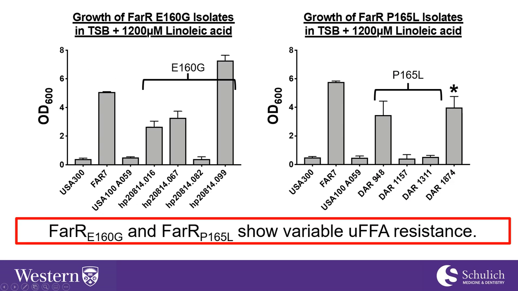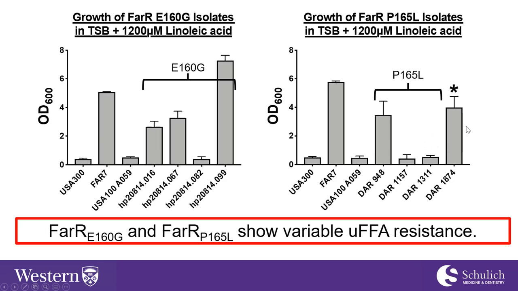An initial MIC of the FarR E160G and P165L isolates in the presence of linoleic acid demonstrated variable growth and UFFA resistance. Both USA300 and USA100 were used as negative controls. Only HP16, HP67, and HP99 from the E160G isolates, along with DAR948 from the P165L isolates, showed increased growth and UFFA resistance compared to USA300 and USA100. Sequencing will be performed to confirm the presence of the desired mutations.